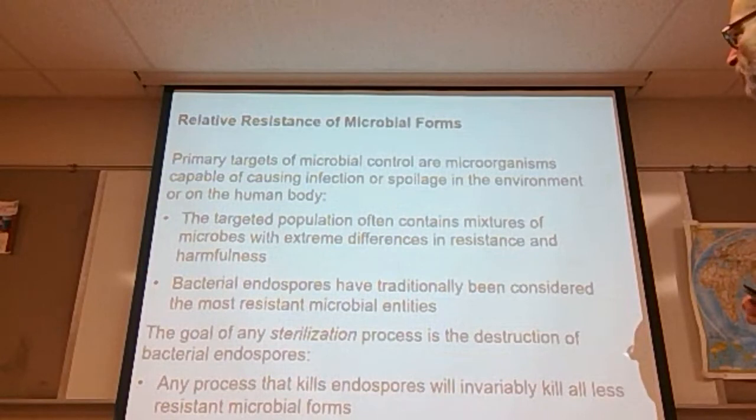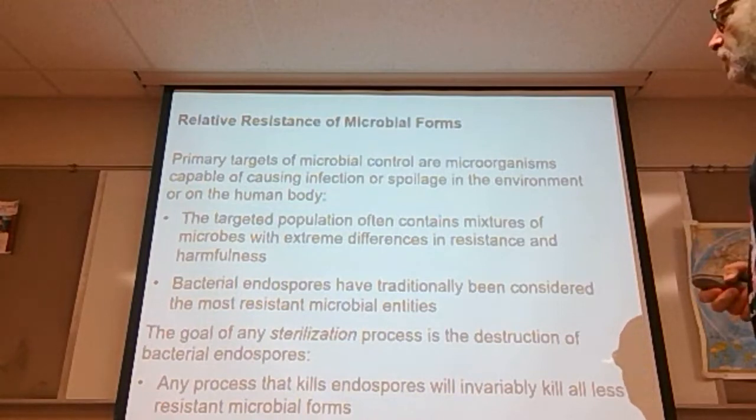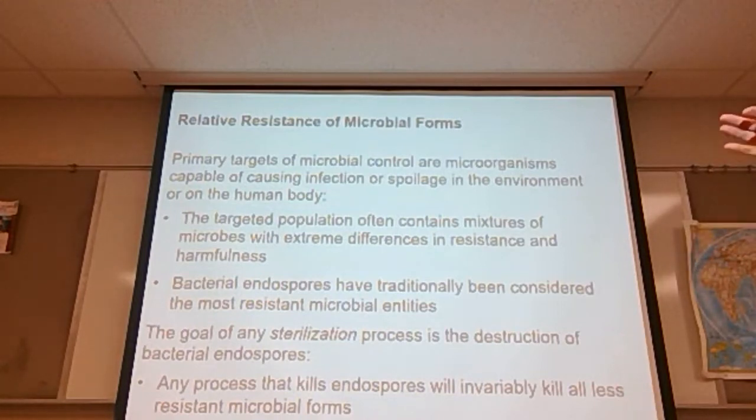The primary target of microbial control are the microorganisms capable of causing infection or spoilage in the environment or on the human body. So if it can cause an infection, if it can make your food product, your potatoes or your onions, go bad, or it's something on the human body that might be spread from person to person, those are the things we're looking at. Populations many times will consist of mixtures of microbes with extreme differences in their resistances and harmfulness.